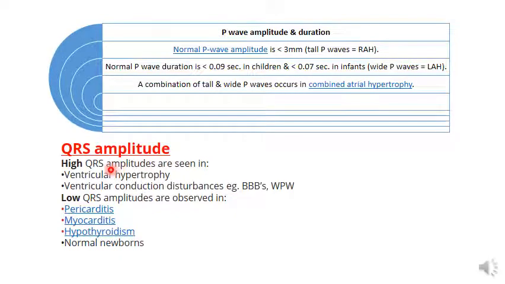QRS amplitude: high QRS amplitude is seen in ventricular hypertrophy, whether left or right, according to the traced leads, and in ventricular conduction disturbance, bundle branch block, or Wolff-Parkinson-White syndrome. Low QRS amplitude is seen in hypothyroidism, in obese children, myocarditis, and pericarditis, and in the normal newborn.